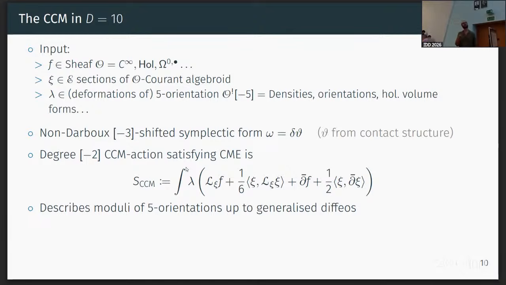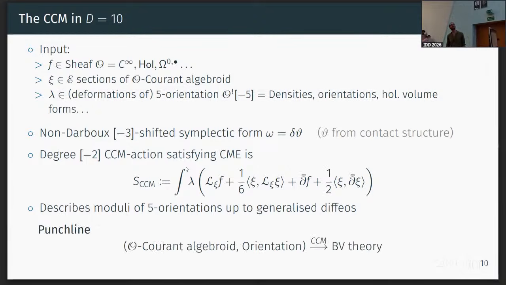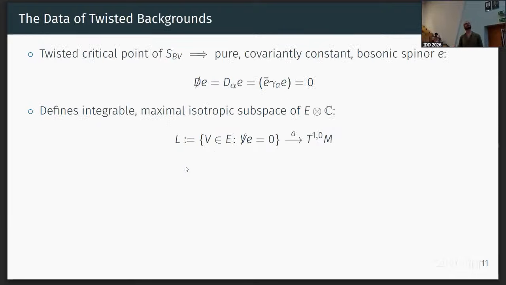So the whole thing describes some kind of BV theory. And if you look at what this BV theory describes, it describes the moduli of 5-orientations up to generalized diffeomorphisms. So it's a very cool deformation problem. The punchline here, though, is the Courant contact model gives us a handle to crank. You take as input data an O-Courant algebroid and an orientation, and then the CCM theory gives you a BV theory in the end. And this is just mathematical nonsense, so let's connect it to something physical, namely twisted supergravity.